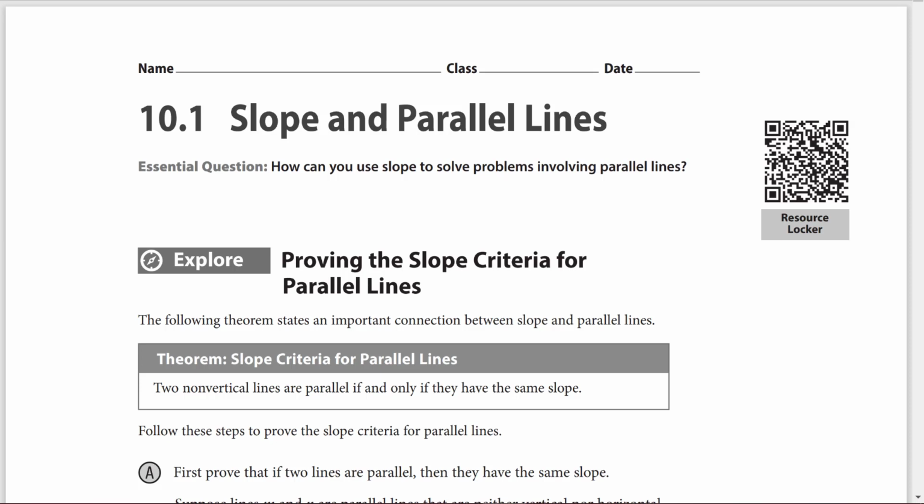Hey everybody, we're going to be talking about slope and parallel lines today. It's section 10.1 in geometry and section 2.1 in math 3.